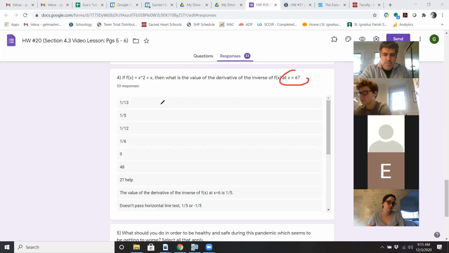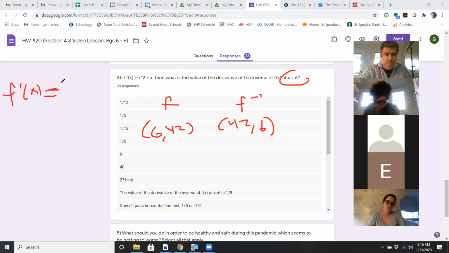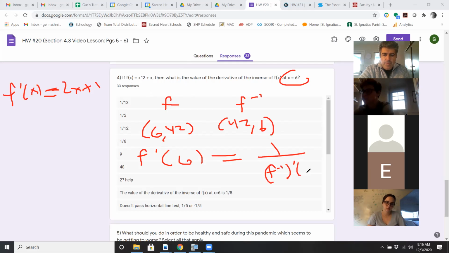We're evaluating this at 6, so f inverse, 6 comma. If I plug 6 in that, I get 42. Therefore, I get 42 comma 6 on the inverse, right? That's the whole point of inverses. Now, the derivative I could find of the original, that's easy. That's just 2x plus 1. So f prime of 6 is going to equal the derivative of the inverse evaluated at 42. That's the whole rule that we've been talking about, because the input here now is 42 because it's swapped from the original.